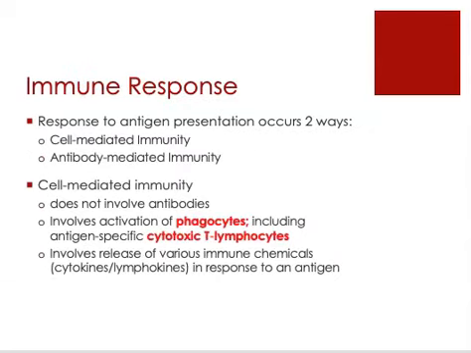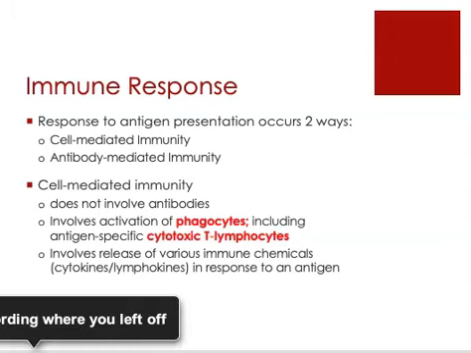Now, the response to this antigen presentation process occurs in two ways. The first is referred to as cell-mediated immunity, and the second is antibody-mediated immunity. And we're going to talk about both of these separately. So this is the side of the immune system that is referred to as the adaptive immune system.